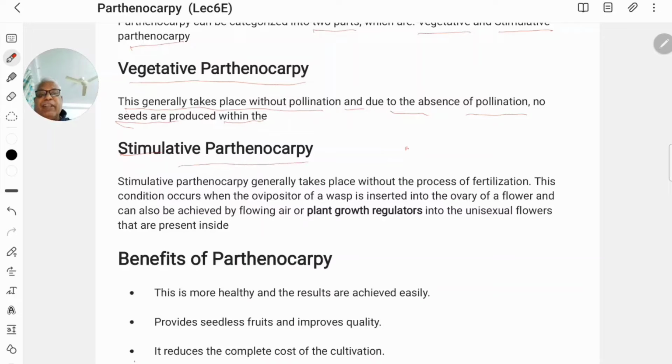stimulative parthenocarpy. Stimulative parthenocarpy generally takes place without the process of fertilization. And the condition occurs when the ovipositor of a wasp is inserted into the ovary of a flower. It can also be achieved by blowing air or plant growth regulator into the unisexual flowers that are present inside.